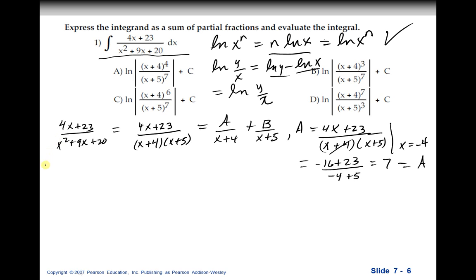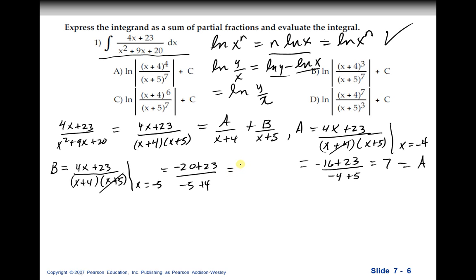B is equal to 4x plus 23 divided by x plus 4, x plus 5, cover up the x plus 5 and evaluate it at x equals minus 5. We get minus 20 plus 23 divided by minus 5 plus 4 equals 3 over minus 1, which equals minus 3.